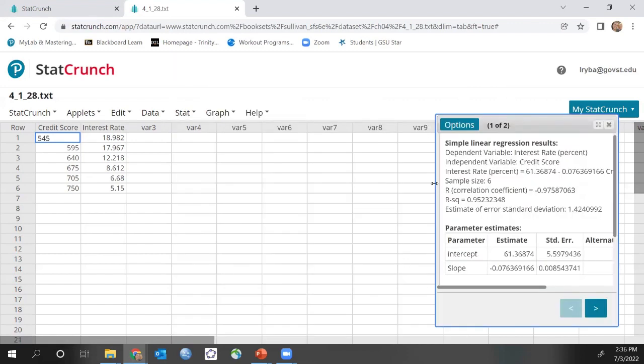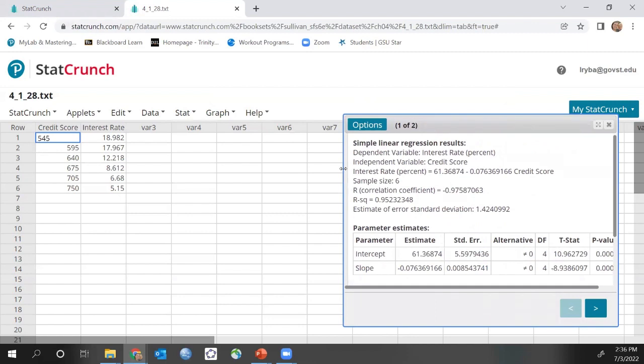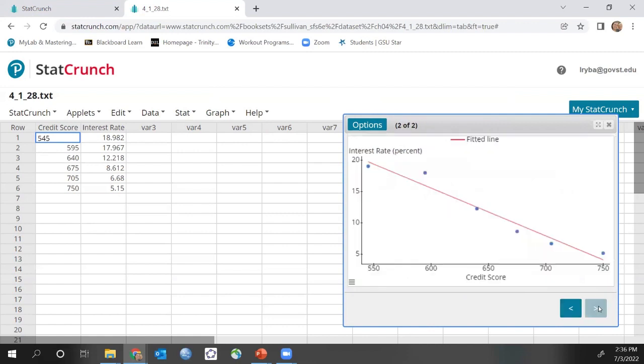All right, so we said that's an inverse or opposite relationship here. As one goes up, the other goes down. My correlation coefficient should be negative. We've got negative 0.975. Again, a very strong negative relationship here. And if I go to my graph, I should see that my points are pretty close together along that line.